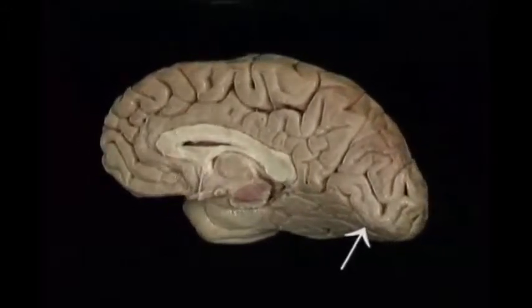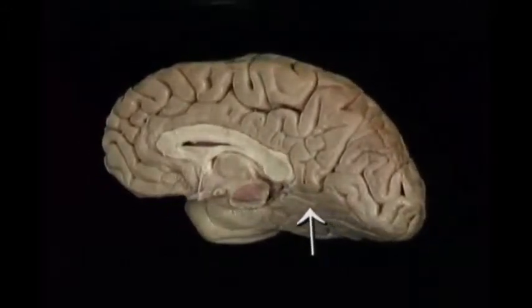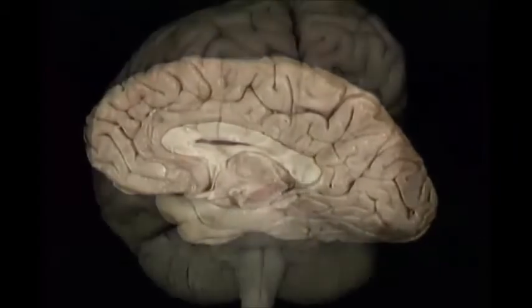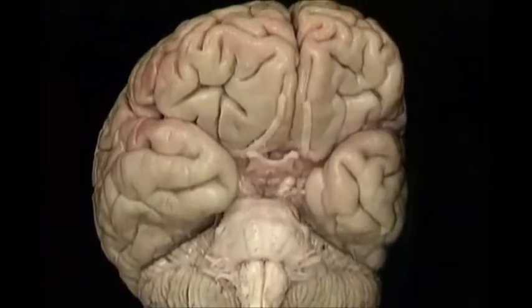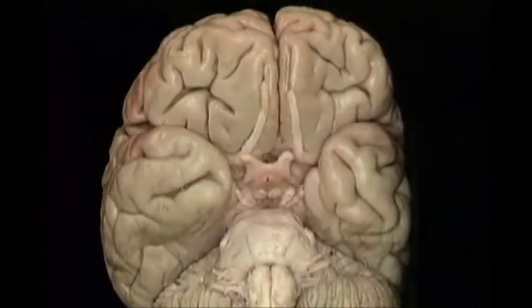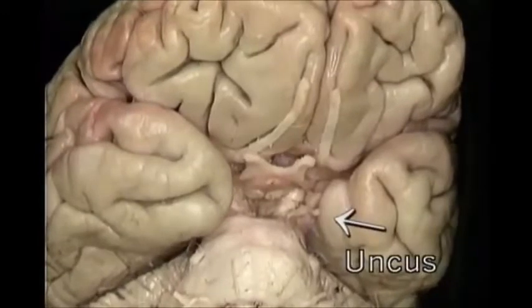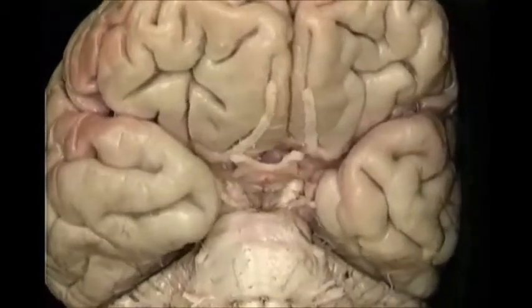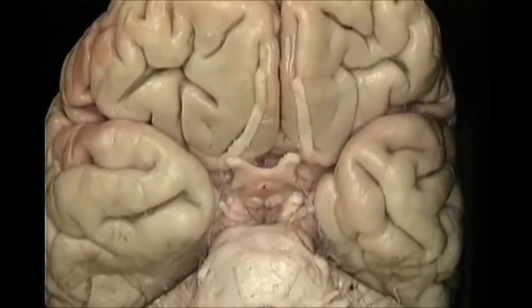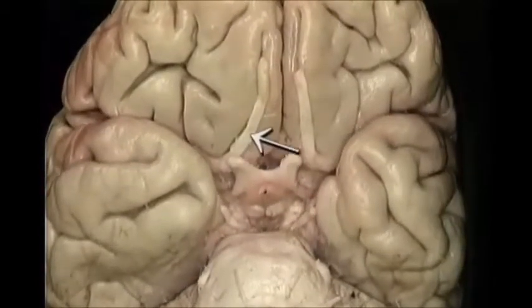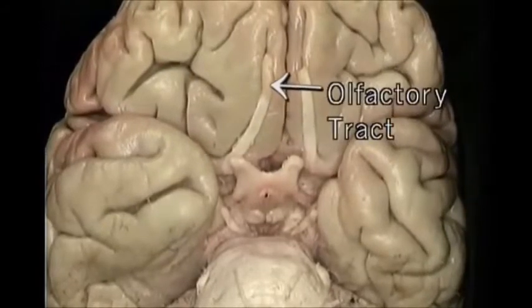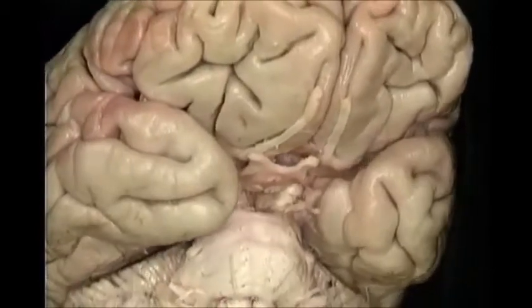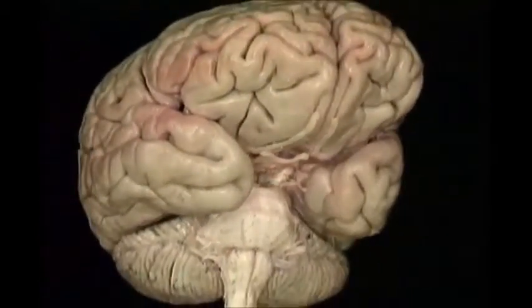The sloping underside of the occipital lobe conforms to the upward slope of the tentorium. Here are the 2 temporal lobes, seen from below. This part of the tip of the temporal lobe is the uncus. The uncus lies just above the tentorial incisure, which is here. Here on the underside of the frontal lobe is the olfactory tract. It ends in the olfactory bulb, from which the fibers of the first cranial nerve, the olfactory nerve, emerge.